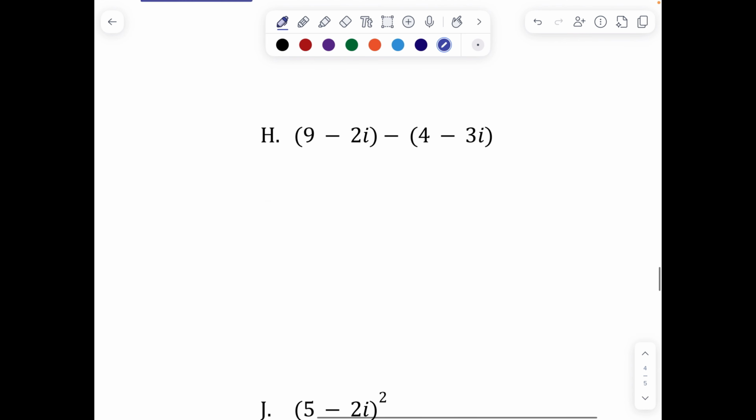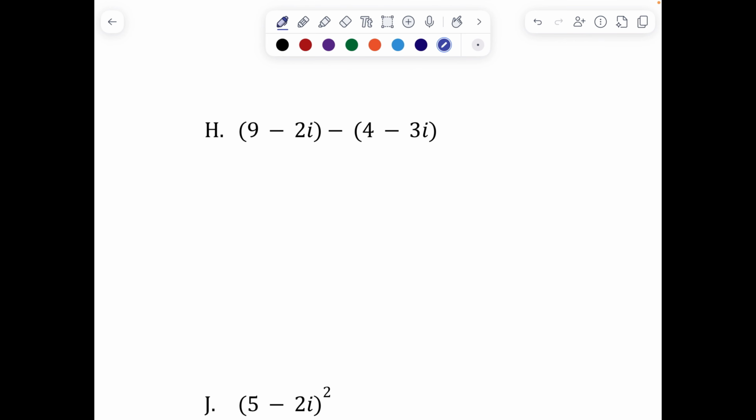Now let's look at h. H is a subtraction, so we have 9 minus 2i, and we're subtracting from that 4 minus 3i. First thing I'm going to do is go in and change this to addition and distribute our subtraction. So we're actually saying 9 plus negative 4. That gives us 5. We have negative 2i plus 3i, so that gives us positive i. So our answer is just 5 plus i.